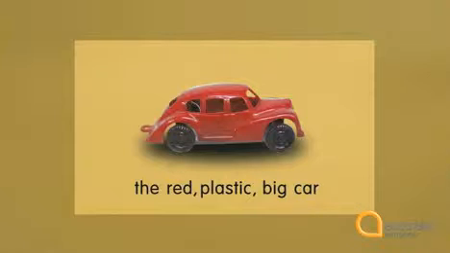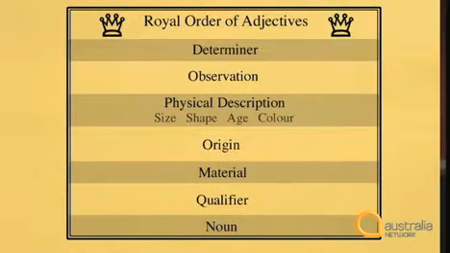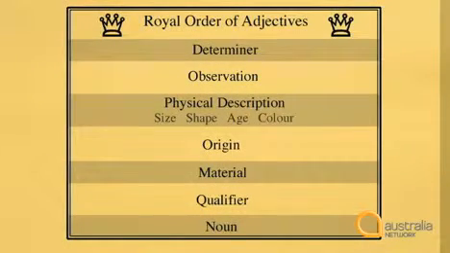How do you know which order to put the adjectives in? Well, for native speakers, it's just that it sounds right. But luckily, there are some rules. It's called the Royal Order of Adjectives. Let's have a look at it.